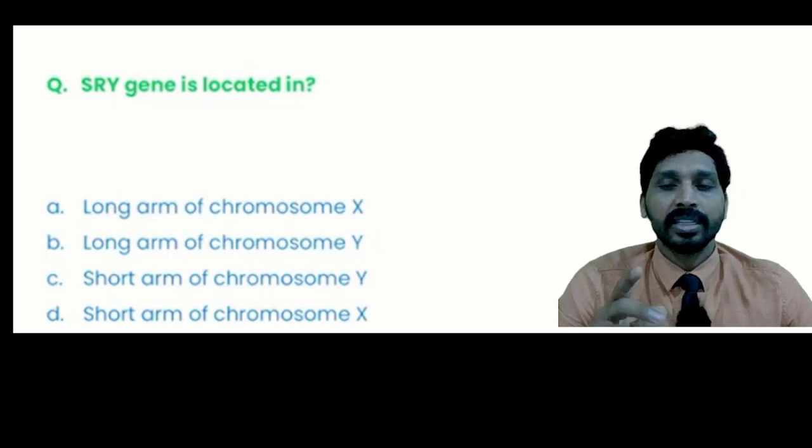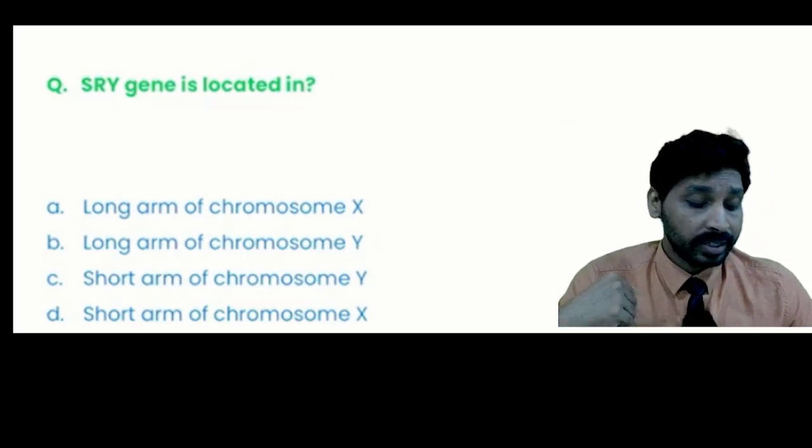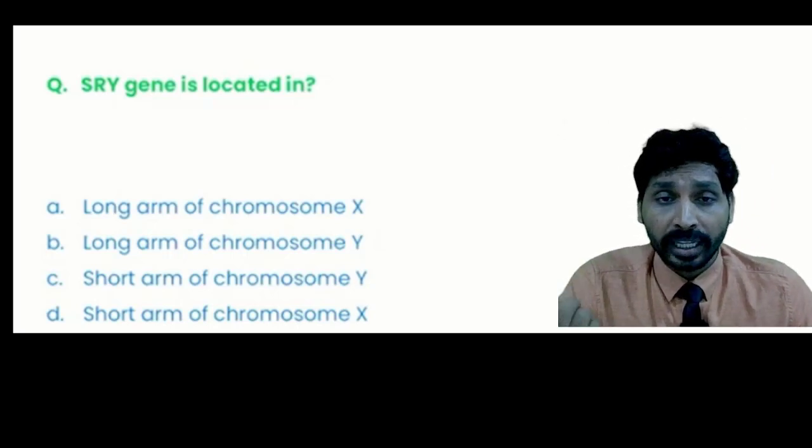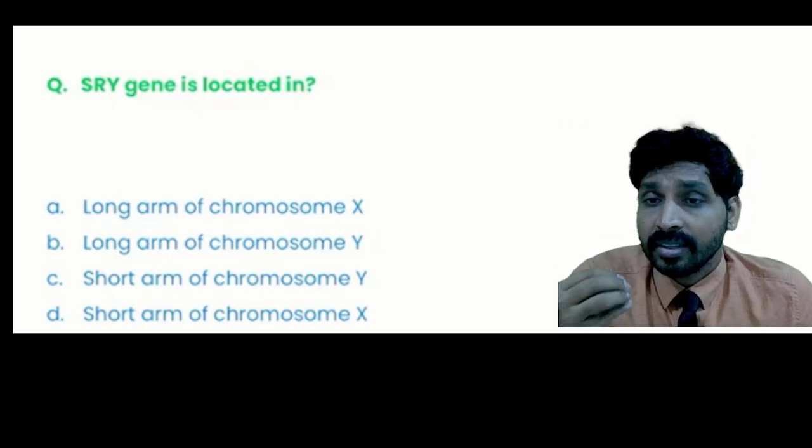And short arm of chromosome X is also a ruled out option. Because what will the SRY gene do? The SRY gene codes for a protein which acts on the medulla to synthesize the primitive gonads, that is the testis.